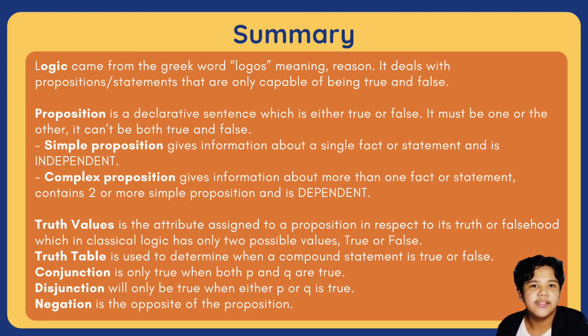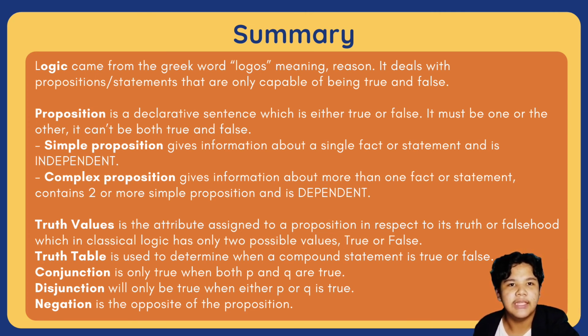The truth value is the attribute assigned to a proposition with respect to its truth or falsehood, which in classical logic has only 2 values, true or false. A truth table is used to determine when a compound statement is true or false. A conjunction is only true when both P and Q are true. A disjunction will only be true when either P or Q is true. And finally, negation is the opposite of the proposition.